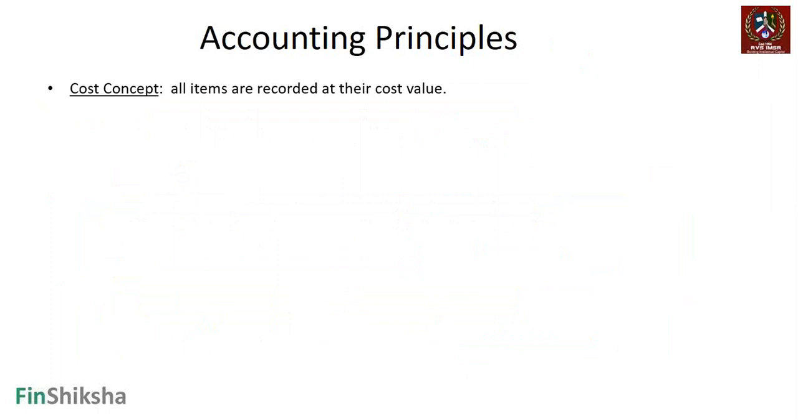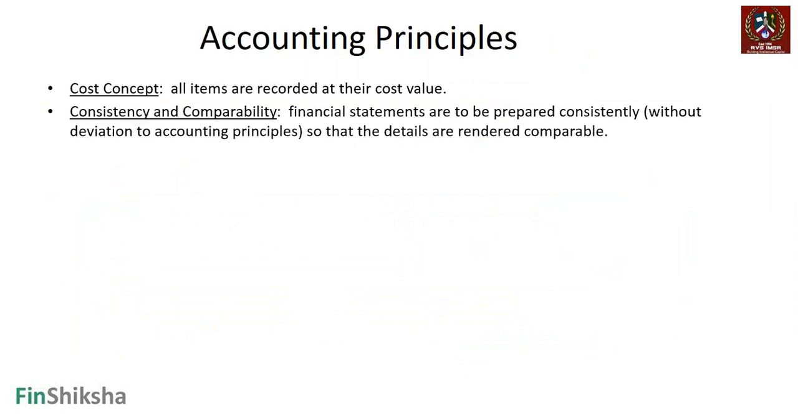There is something called a cost concept. All items are recorded at their cost value in the balance sheet. When you buy a flat, or buy a piece of land, or buy a factory, the cost of that comes up. Now next year the price of that might change in the market. You don't revise it very frequently, right? So all items are recorded at their cost value.